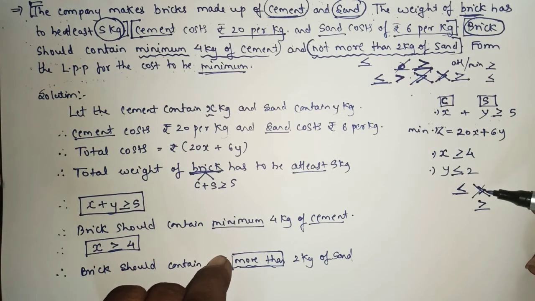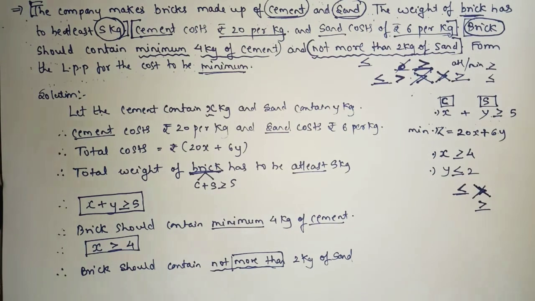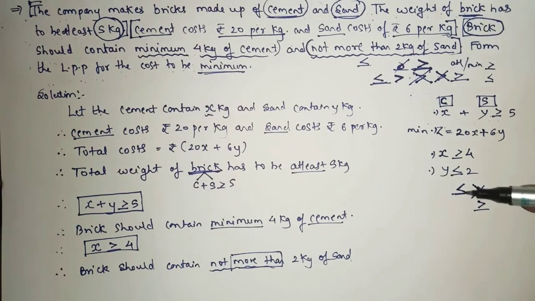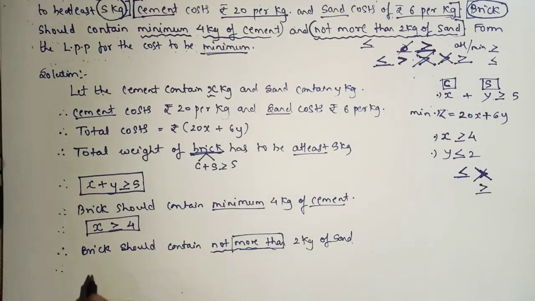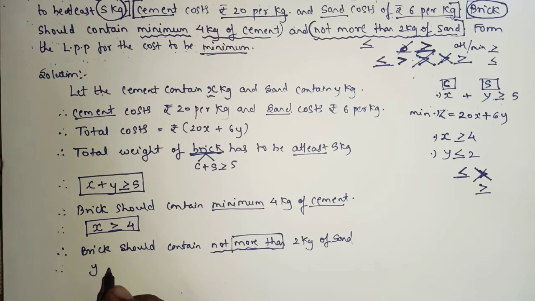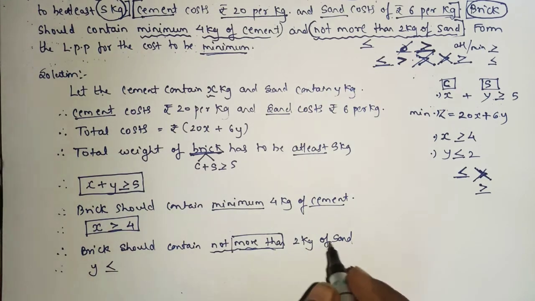This is more than, this is more than equal to. So it says not more than, so it means less than equal to, because its negation, its opposite, of greater than equal to is less than, and the negation of greater than is less than equal to. As we saw all this in the logic chapter. So therefore, for sand we took y, so not more than means less than equal to how much? It contained 2 kg of sand, so 2.